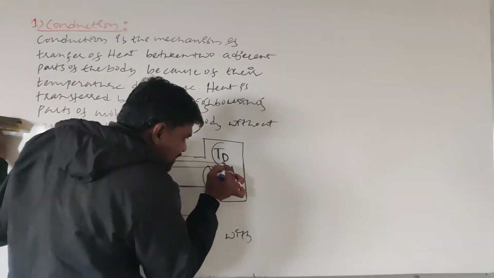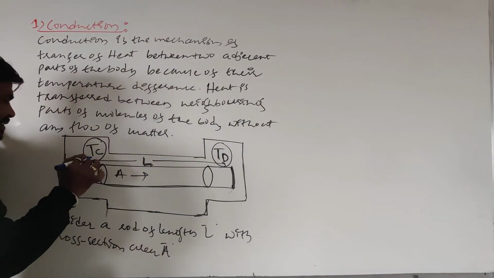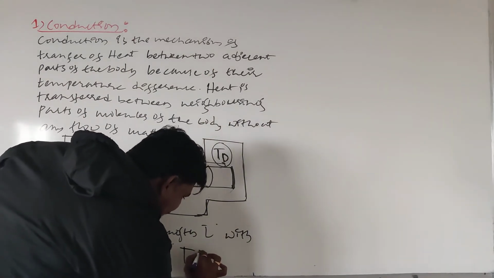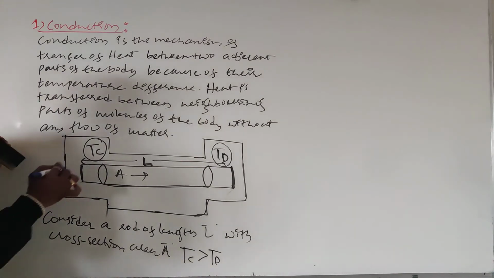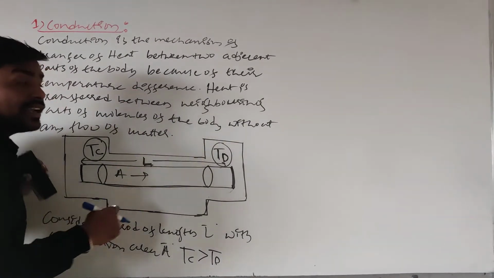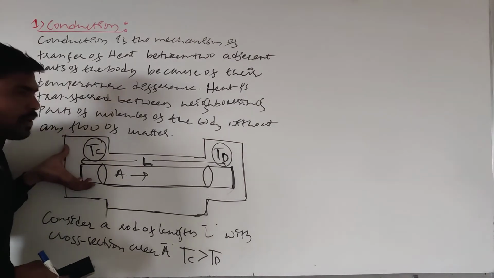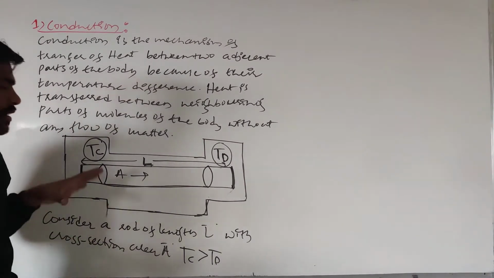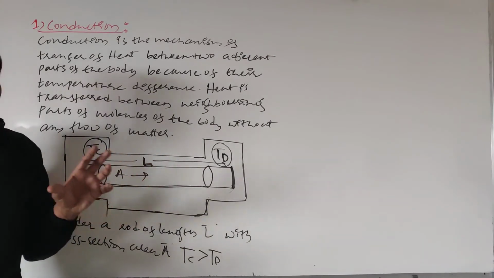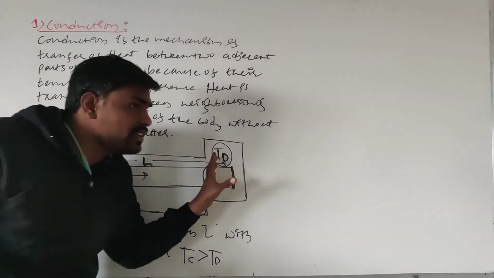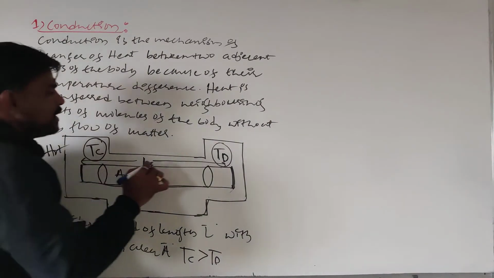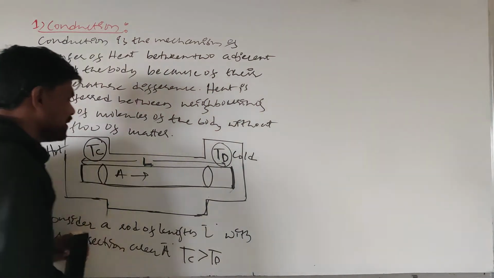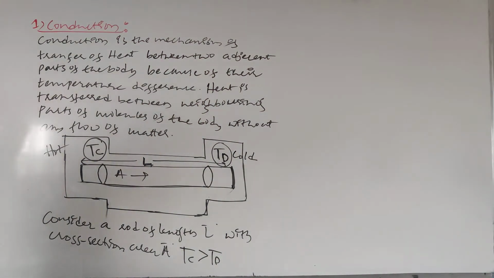See here, there is a temperature TC in this part, and in this part there is a temperature TD. So here TC is greater than TD. In this part the temperature is more than this part. Now can I say this part is hot and this part is cold? This part is hot, and this part is cold, right?